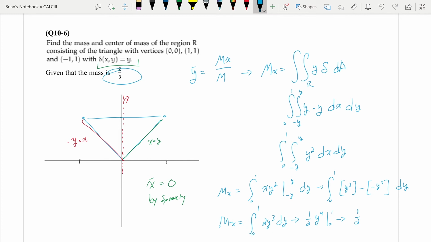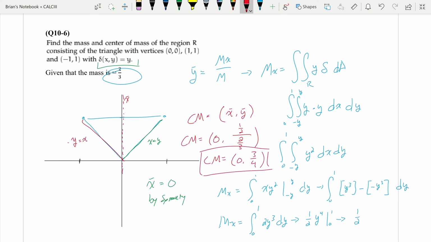We already know that the mass is 2/3. So we can say that our center of mass, I'll do it in a different color, is equal to x bar, y bar. We found that our x bar is 0. And our y bar is just mx over m, which would be 1/2 divided by 2/3, which is also just 3/4, I think. Yeah, 3/4. Boom. Center of mass. Yeah, we solved that problem. We've been around that for a while, so it feels good to solve that, doesn't it? Okay, cool. Center of mass problems.